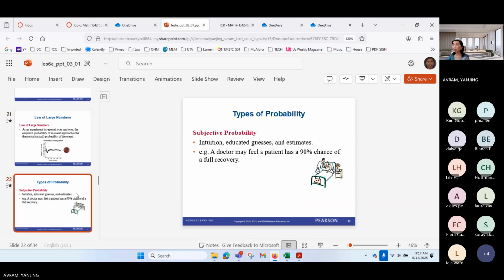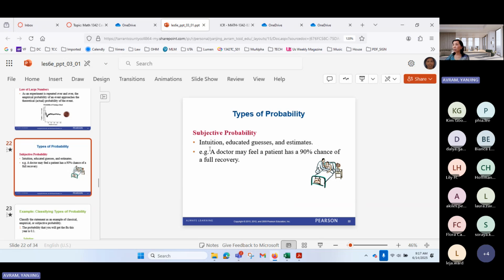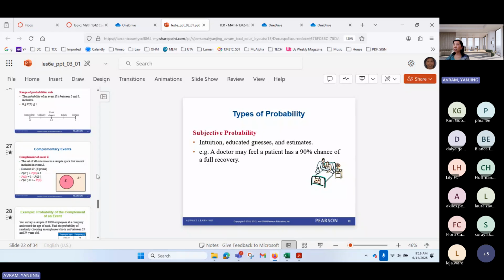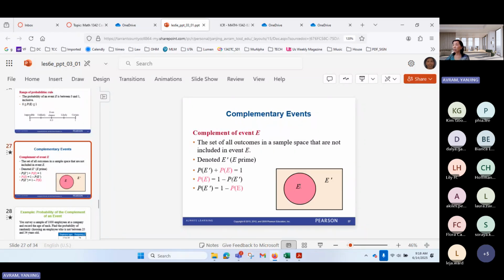Okay. The last type of probability is called subjective. This one is based on an educated guess. It's based on educated intuition, and it's an estimate. A doctor may feel the patient has a 90% chance of full recovery. That's an educated guess, so this kind of probability is called subjective. So basically, those are the three different types of probability we will talk about here.